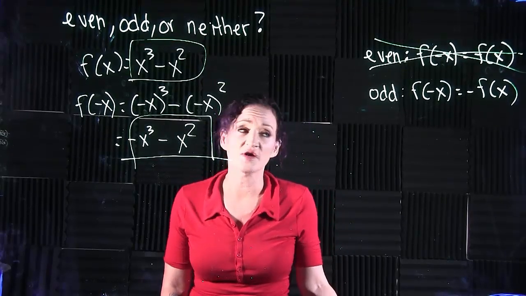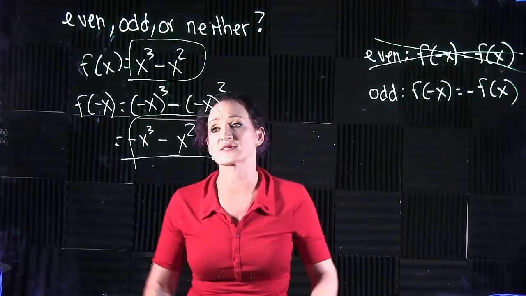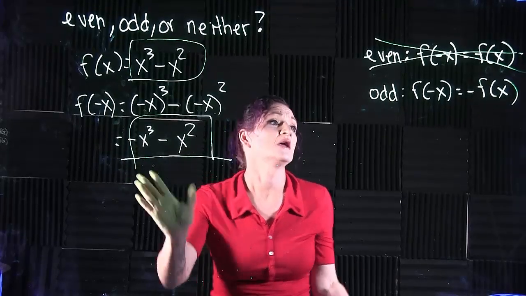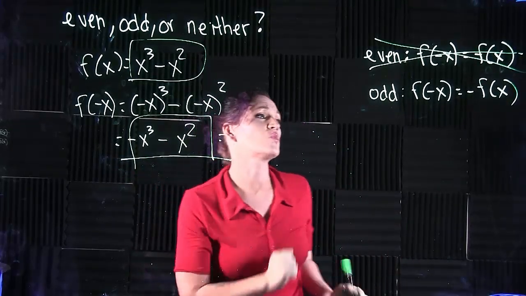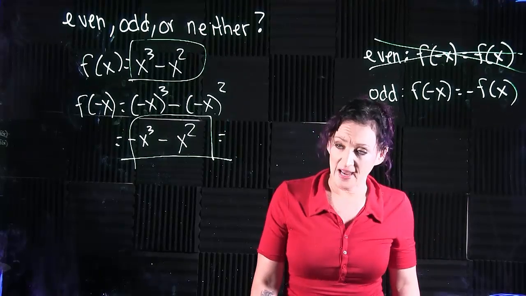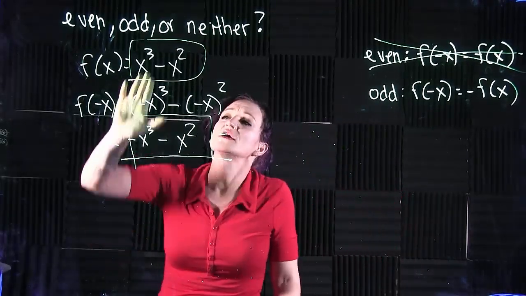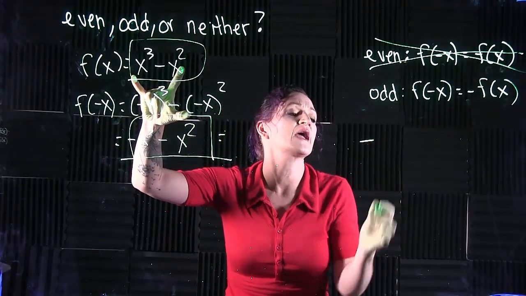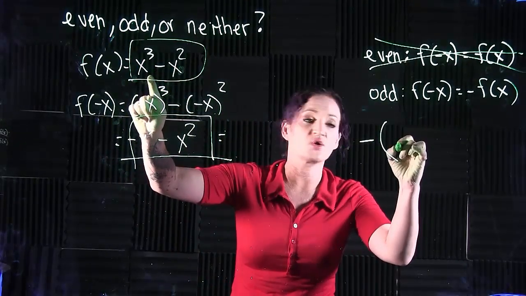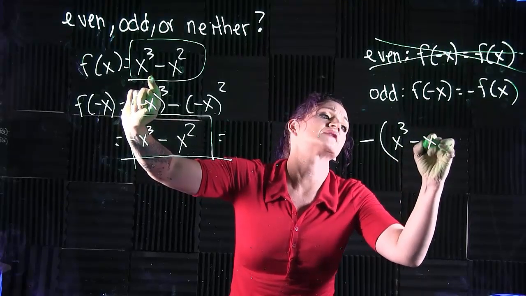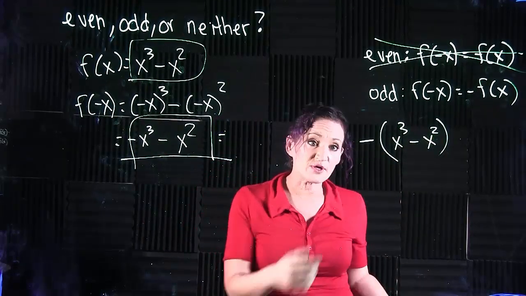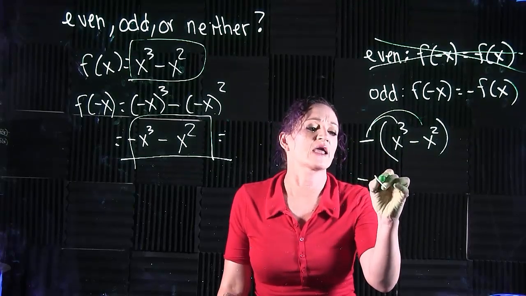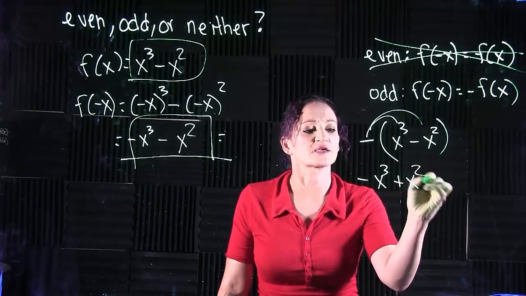The test for odd function says, is f of negative x, which we have here, we already figured that out, we don't need to find f of negative x again, does this then equal negative f of x? Okay, negative f of x, we are taking the opposite of the entire equation. So negative f of x, put a negative in front of the entire equation: x cubed minus x squared. Distribute this minus here. So if I distribute the minus, I get a negative x cubed plus x squared.